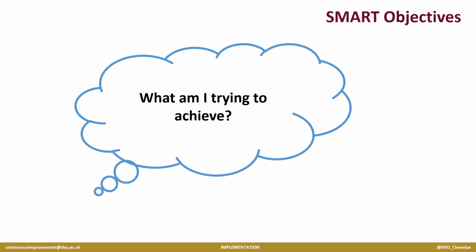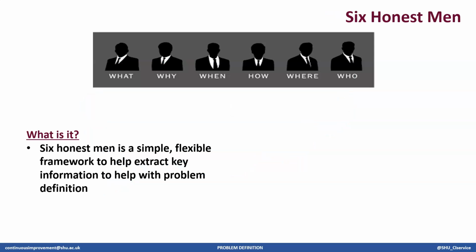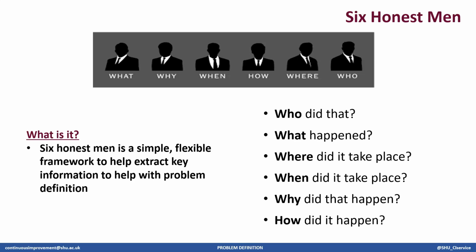When starting an action plan, it is important that you fully understand what you want to achieve. Instead of thinking of it as an objective, try to think of it as a problem to be solved or an idea to be implemented. When thinking about this, we recommend using 6 Honest Men. This is a simple analysis tool that is used during the problem definition stage of the SHU CI framework. It is a straightforward framework that asks the what, the why, the when, the how, the where, and the who, which helps to extract more information and better define your problem.